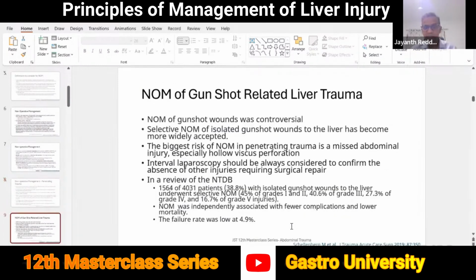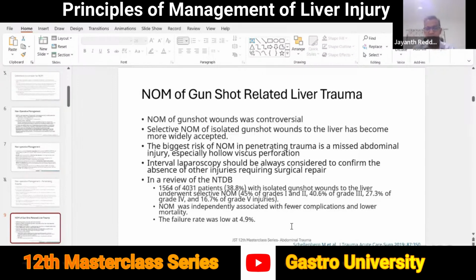The non-operative management of penetrating trauma, especially gunshot-related trauma, is quite controversial. But selective non-operative management of isolated gunshot wounds, especially low-velocity gunshot wounds, has become more widely accepted nowadays. The main risk in these patients is a missed intra-abdominal injury, like a hollow viscus perforation. So once these patients are subjected to non-operative management, serial clinical examination is important, and if there is any concern, cross-sectional imaging should be done. Interval laparoscopy should always be considered in these patients, especially to confirm the absence of other injuries.